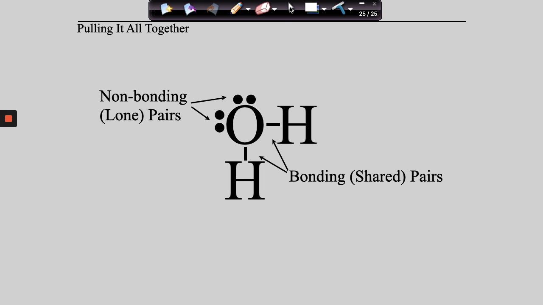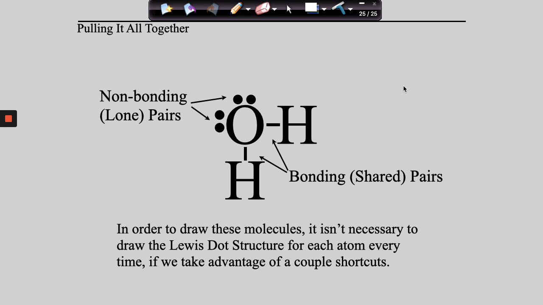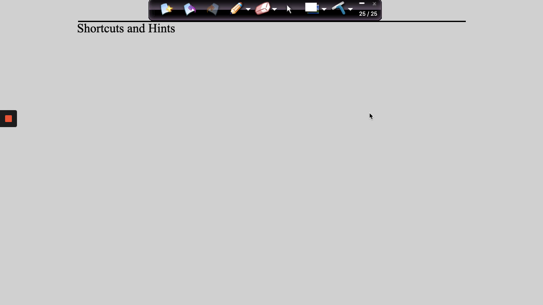Now, what you're going to see is that we could draw Lewis dot structures for all of the molecules that you need to know by literally doing this, drawing the Lewis dot structures for the atoms and locking them together like puzzle pieces. But that's actually not what we're going to do, because I'm going to teach you to draw these molecules in a way where it's not necessary to draw the Lewis dot structures for each atom every time. And to do that, we're going to take advantage of a couple shortcuts. Now, guys, understand that these shortcuts work so long as you actually keep these shortcuts in mind. So these are worth writing down.